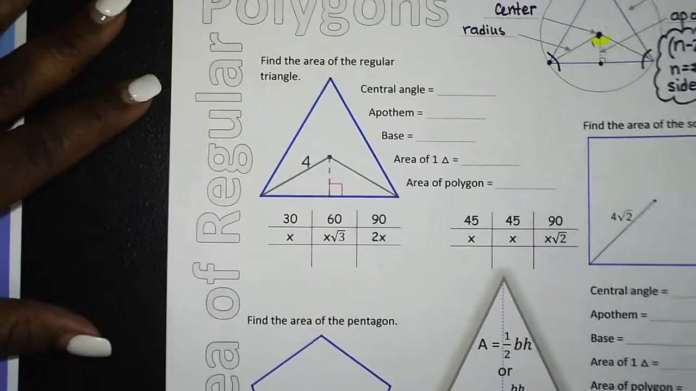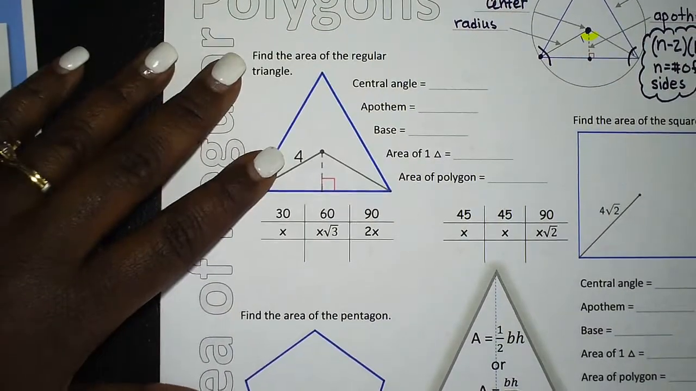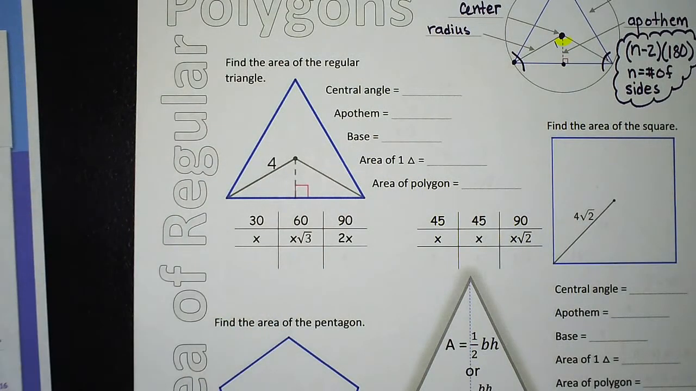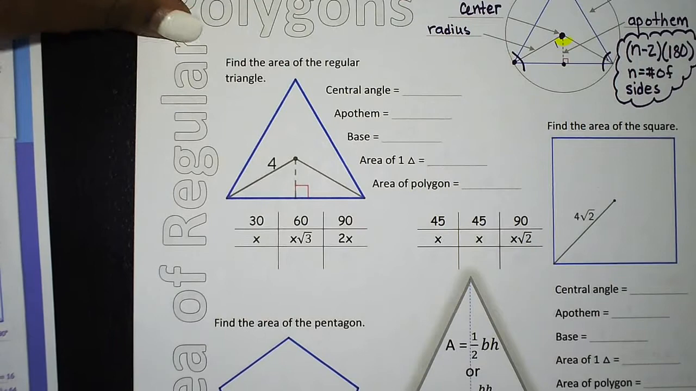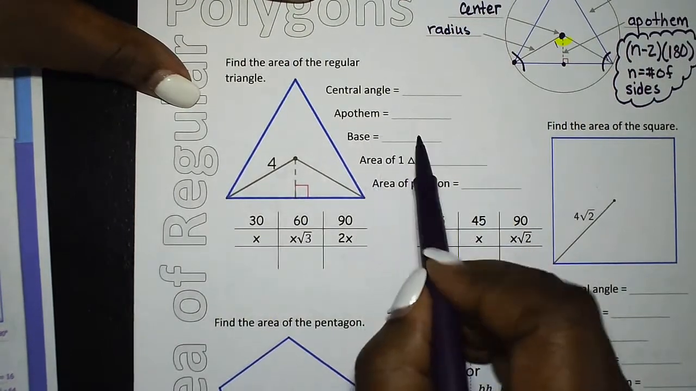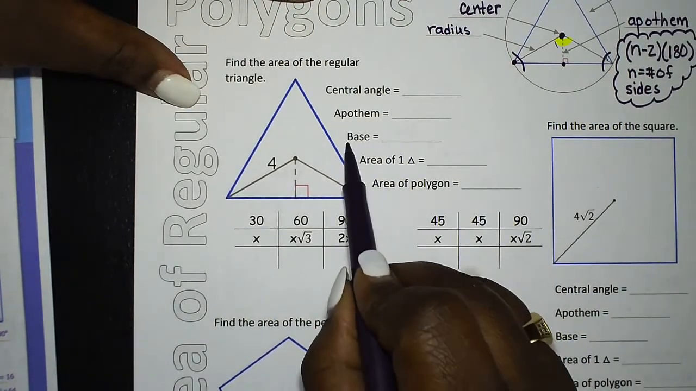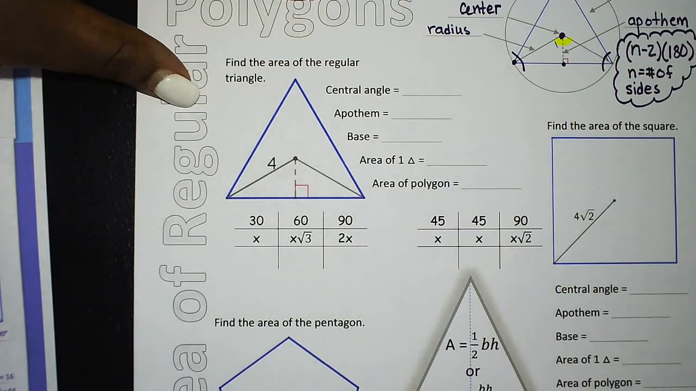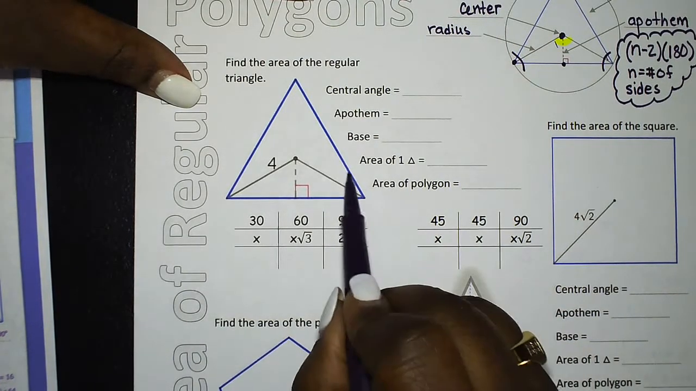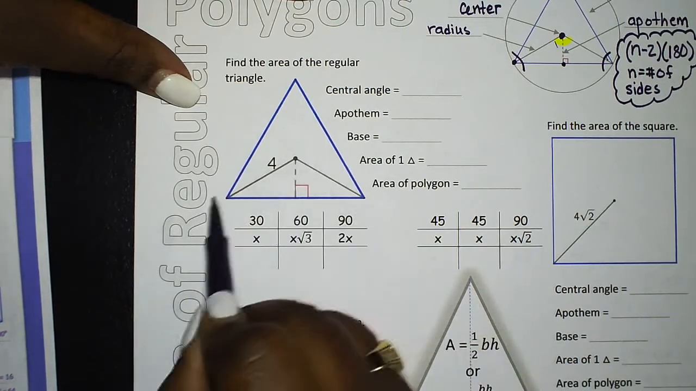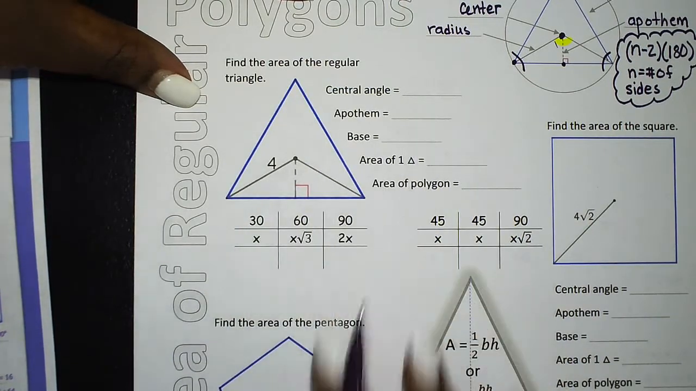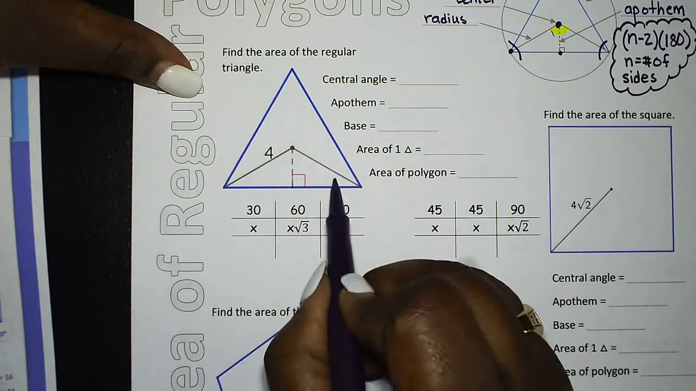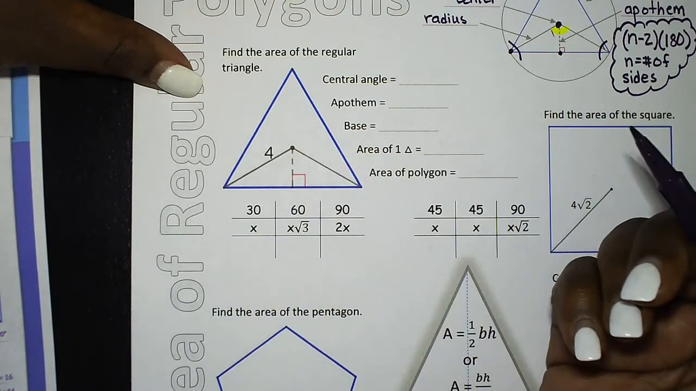So now if I want to find the area of this triangle, you no longer see a circle now. But I want to know what the apothem is, what's the length of the base, the area of this triangle, and the area of the polygon. So when I say area of this one triangle, you don't know how to find the area of a triangle. Okay, so how are we going to approach this?